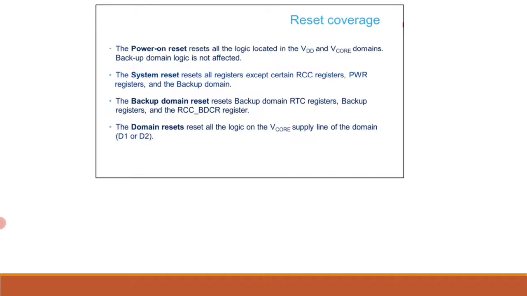The system reset resets most of the logic located in the VDD and VCore domains except certain resources located in the RCC and PWR, that is power blocks.